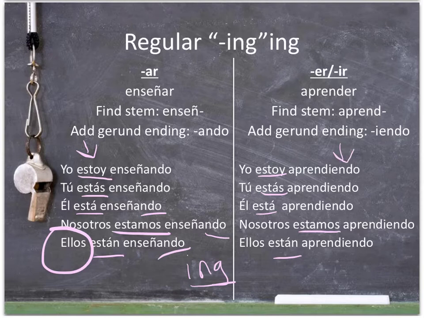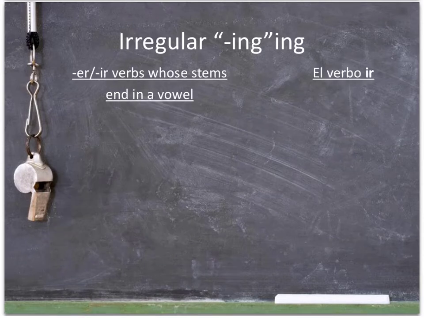The present participle will not have to change for gender or number or anything like that. It stays exactly the same. Of course, as with anything else, there are some irregularities, and we're going to go through them. There are three main irregularities we're going to talk about. The first is with ER-IR verbs whose stems end in a vowel. That seems a little bit confusing, but let me give you an example.